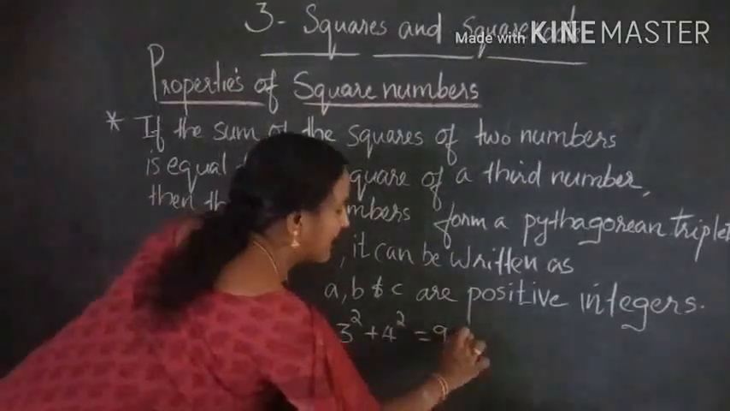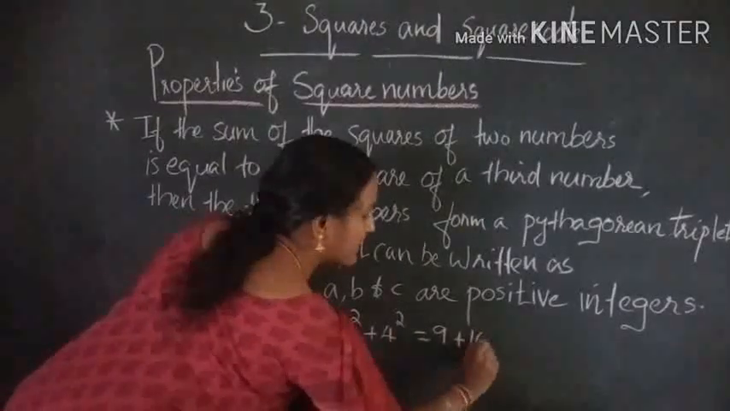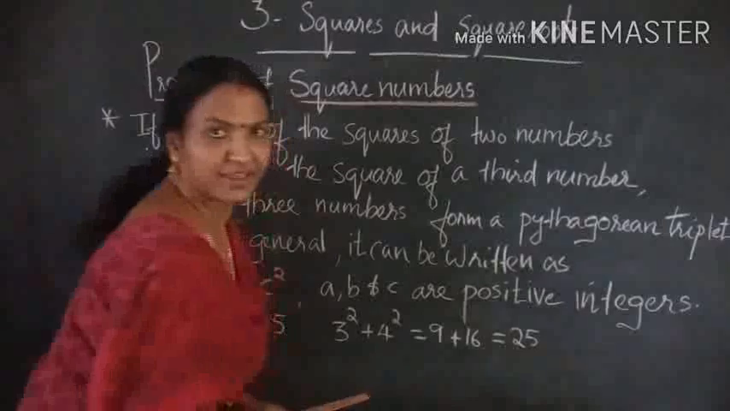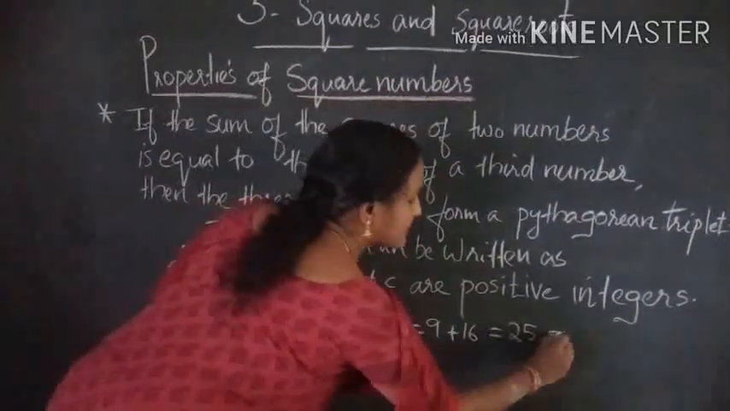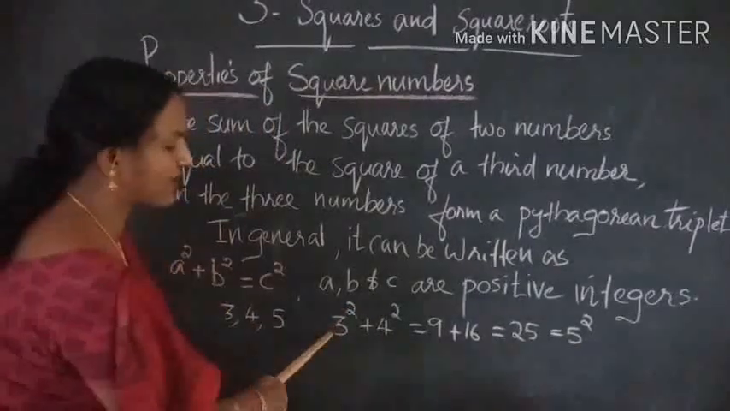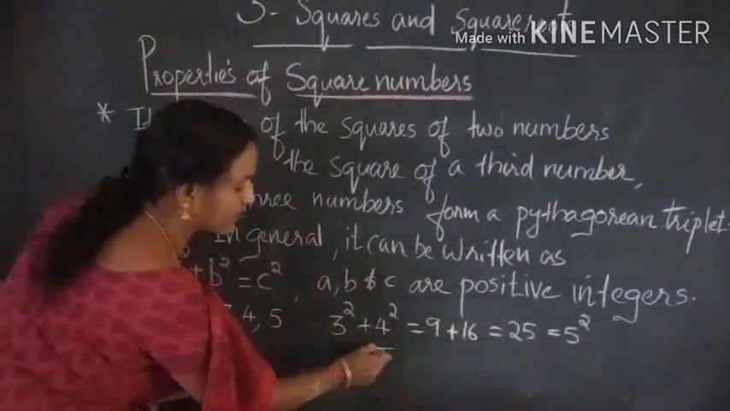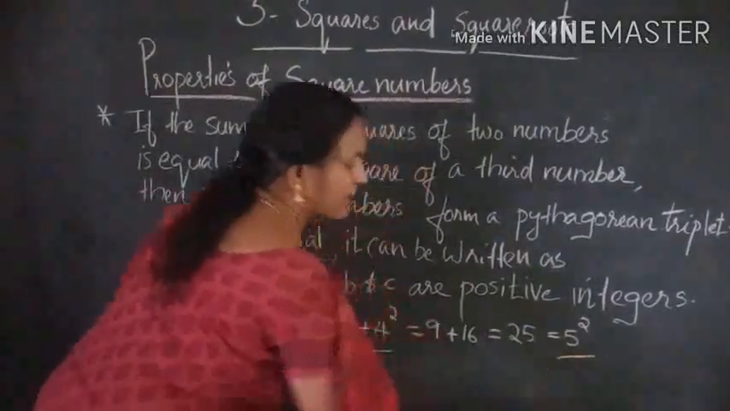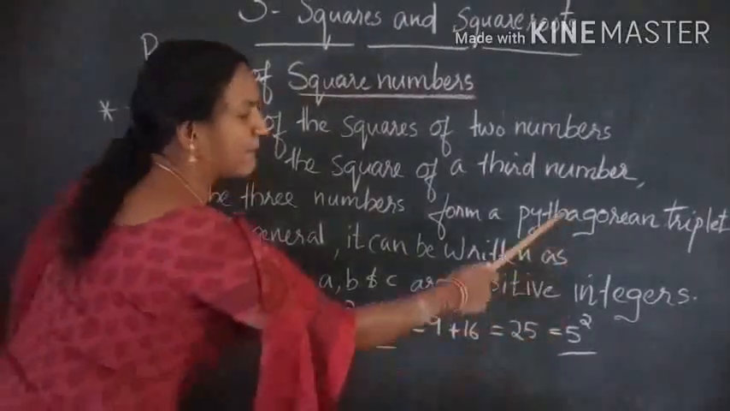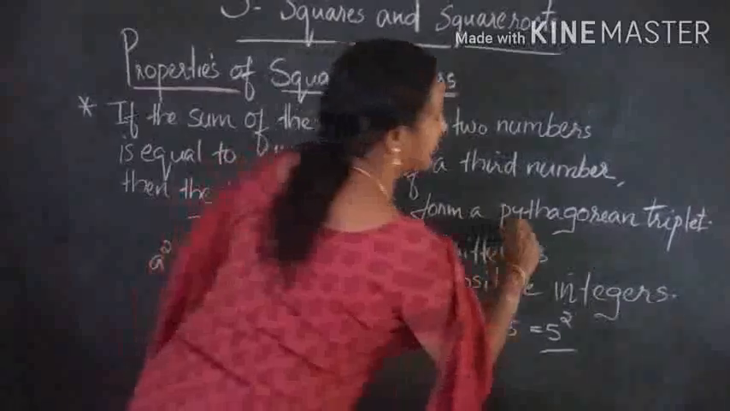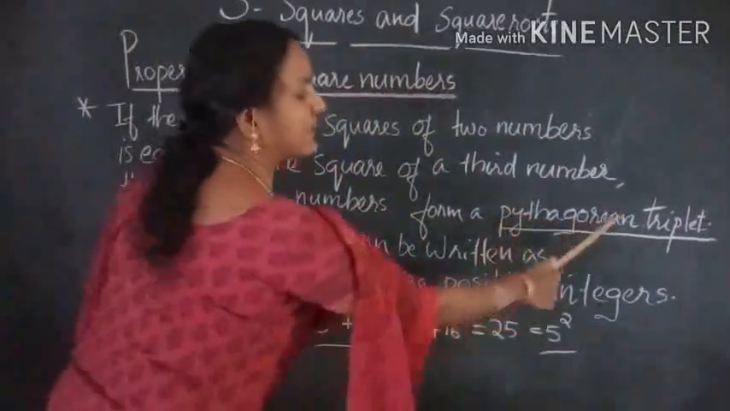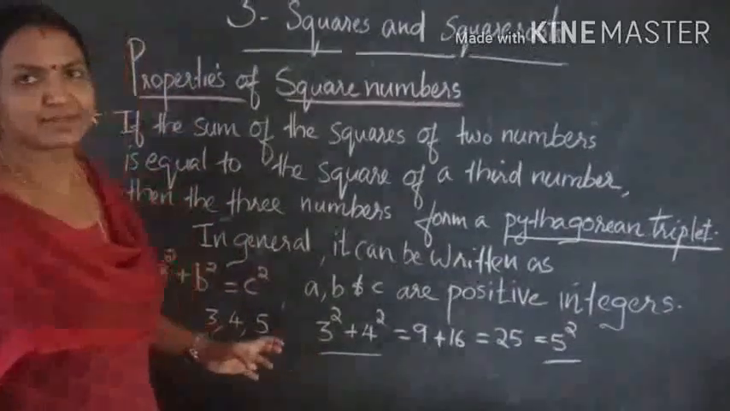3 square is 9, 4 square is 16, 9 plus 16 is equal to 25. 25 can be written as 5 square. So, 3 square plus 4 square is equal to 5 square. So, 3, 4 and 5 are Pythagorean triplet.